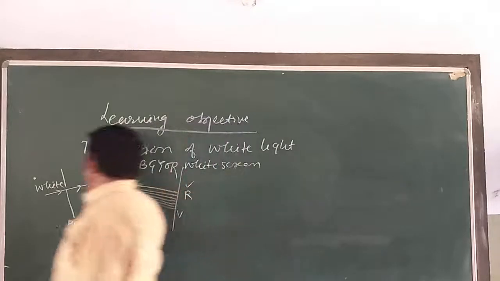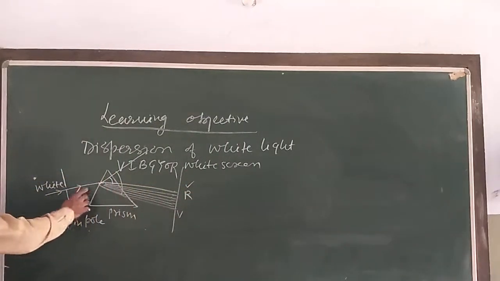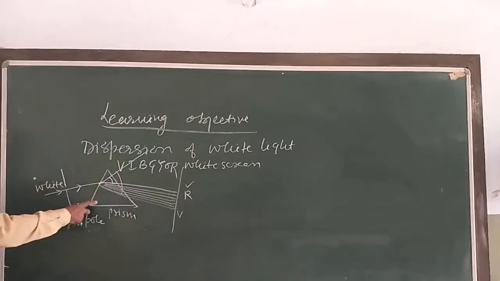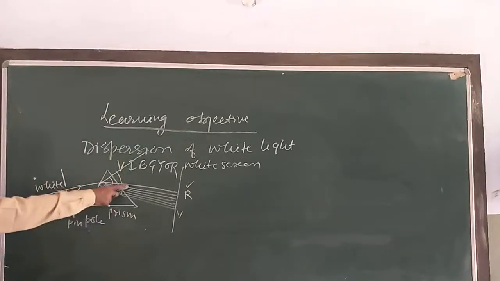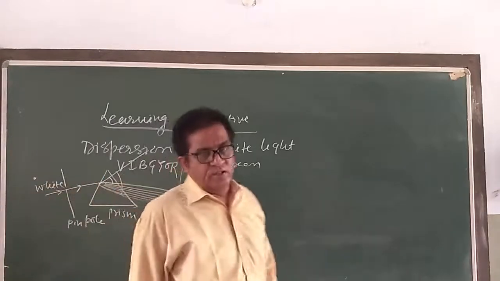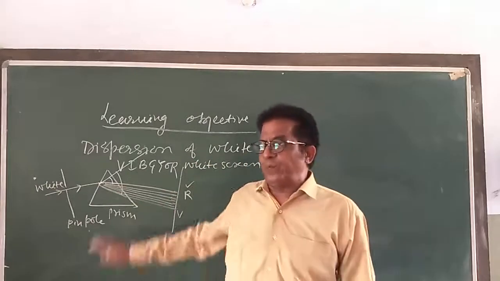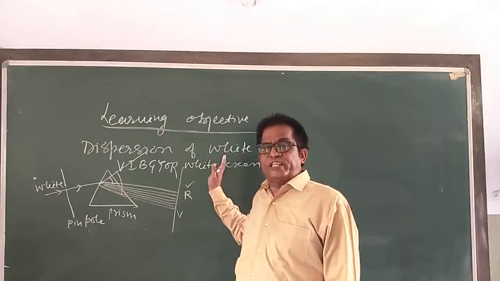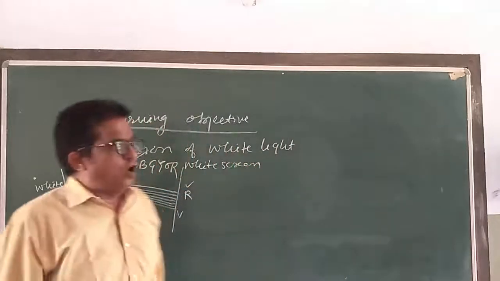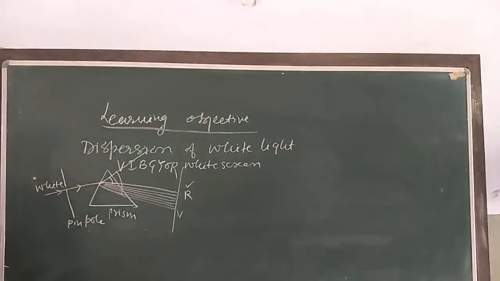Okay? Now, what is the definition here? Write down here: the phenomenon of splitting of white light into 7 colors on passing through a glass prism. White light enters through a prism, splits into 7 colors on passing through a prism, is called dispersion of light.